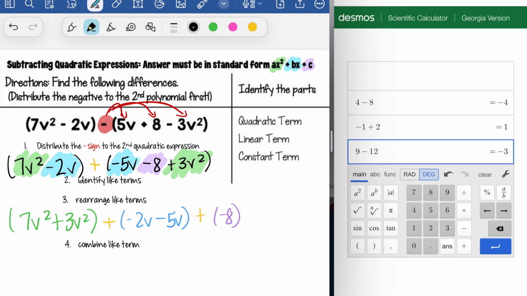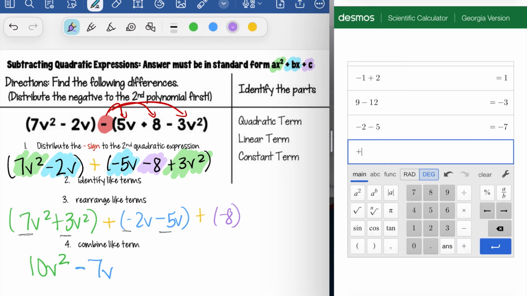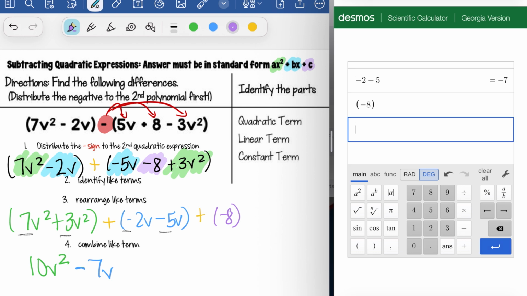So my coefficients for my quadratic terms are 7 plus 3, which would give me 10. So 7v squared plus 3v squared gives me 10v squared. My two coefficients for my linear terms, negative 2 and negative 5, will give me negative 7. So negative 2v minus 5v is negative 7v. And then I just have my plus negative 8, which would just give me negative 8.